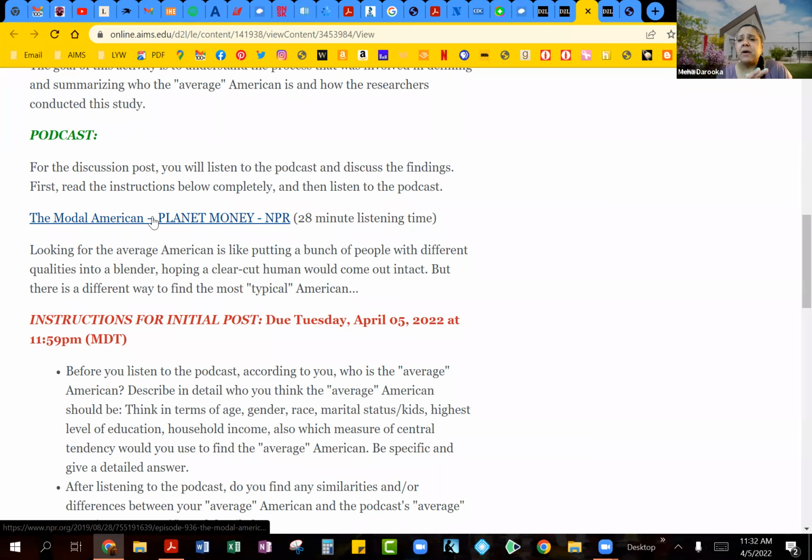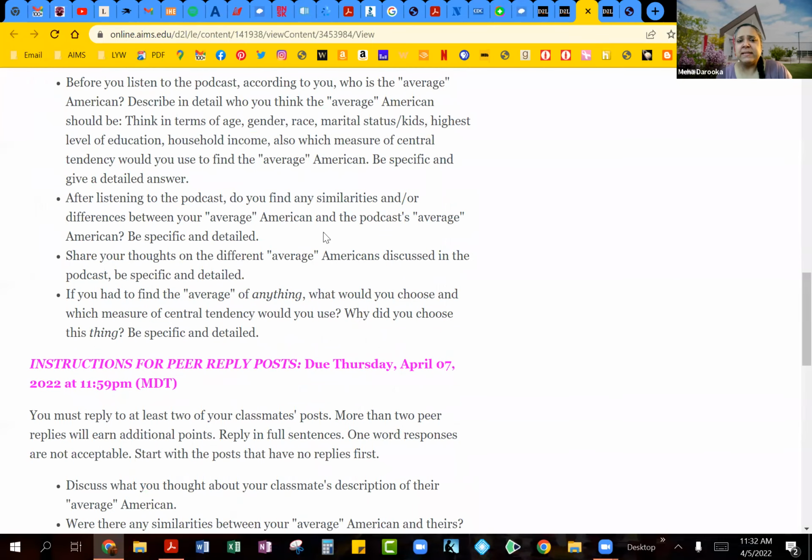And then they talk about how they took some of the parameters and changed them so they could get a little bit better description of who the average American should be. And you will be making discussion points based on what they're talking about in the podcast. So once you're done listening to the podcast, of course, you're doing a comparison between similarities and differences between their average American and the average American that you chose, as part of the first question.